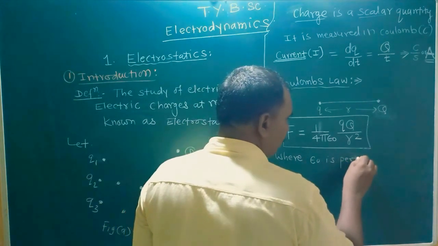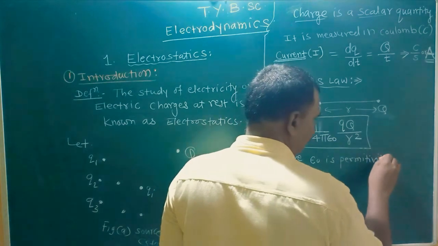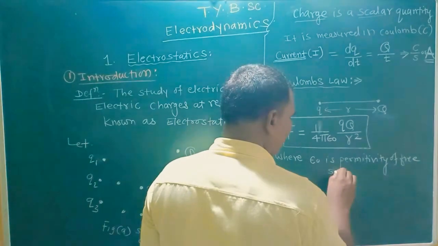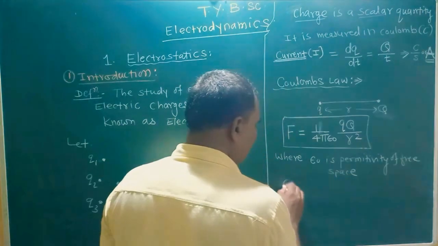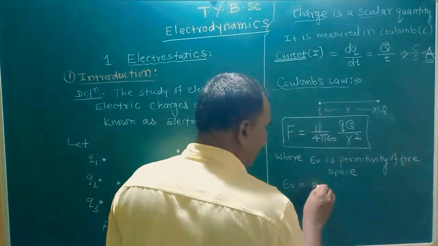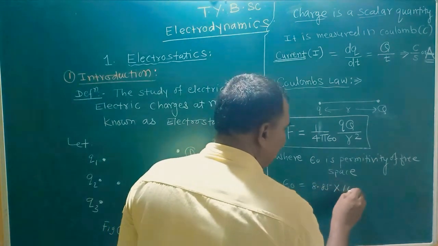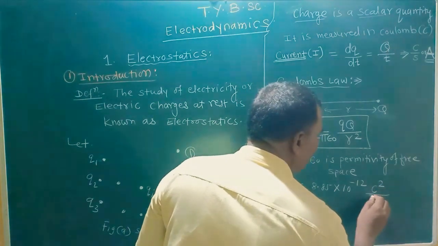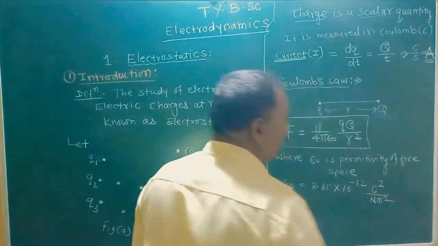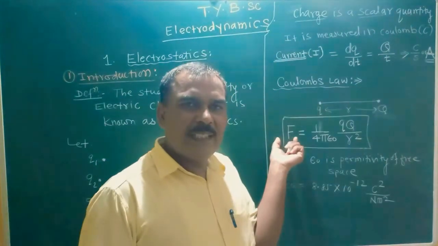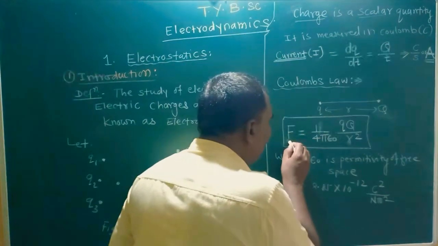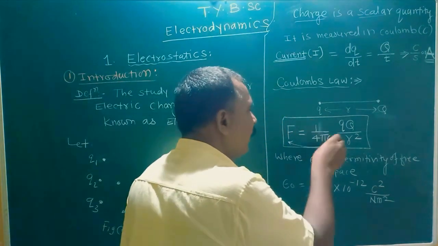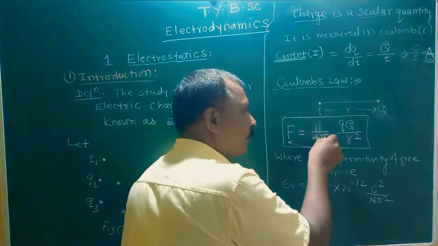the permittivity of free space, and its value is epsilon 0 equals 8.85 into 10 raised to power minus 12 coulomb square per newton meter square. Here, for the unit, we replace this factor: epsilon 0 comes here, and with the force we get epsilon 0 equals 1 upon 4 pi into F.